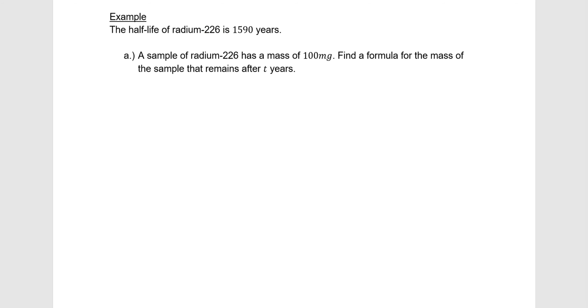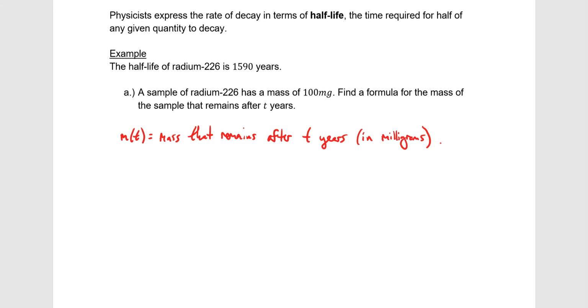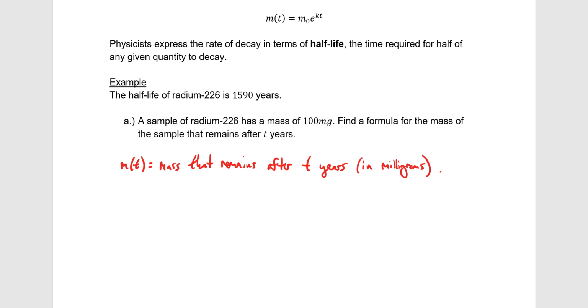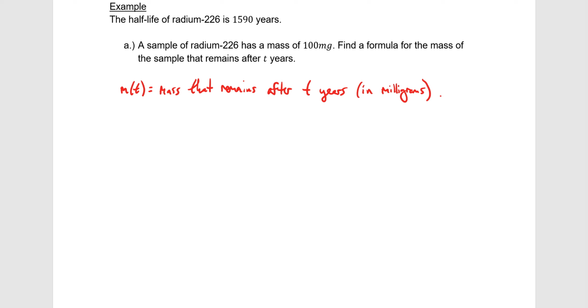Okay, so let's see the first part A right here. A sample of radium-226 has a mass of 100 milligrams. Find a formula for the mass of the sample that remains after t years. So we're going to let m of t be the mass that remains after t years in milligrams, and we're finding a formula for m of t, and that's actually going to be right here, because we were just told that in the notes right above. So I'm going to go ahead and write that down. So m of t equals m naught e to the kt. So the trick for all of these, something that we're typically going to have to do first, is solve for k. Solve for our decay rate here.